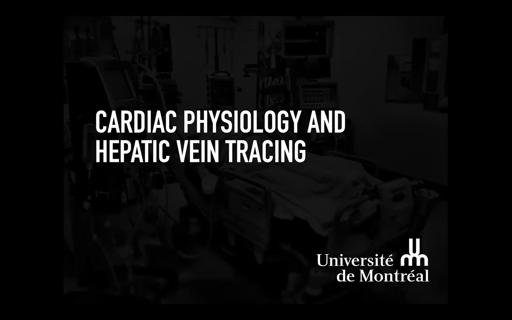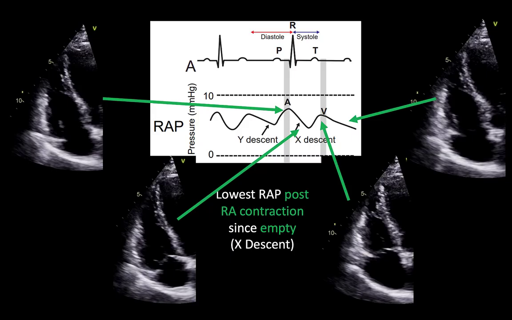We will now discuss cardiac physiology and hepatic vein tracings. To understand how venous Doppler profiles reflect the venous filling of the right atrium, we will analyze the hepatic vein tracings in the healthy individual in relation with right atrial pressure.